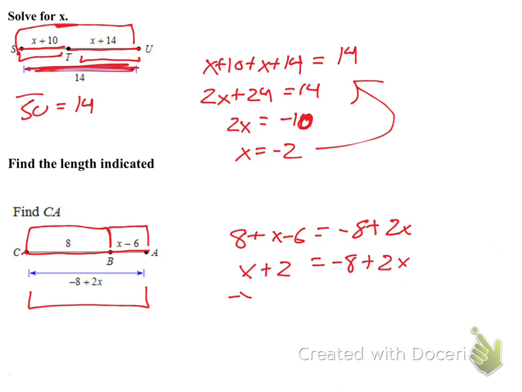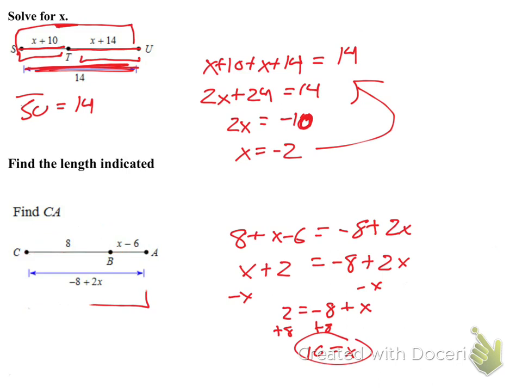I'm going to minus x on each side. So I'll get 2 is equal to negative 8 plus x. I'm going to add 8 to each side. So then x is going to be equal to 10. Now, this is not my final answer, because what I need to do is plug it in to find out what CA is. That's this whole length right here.